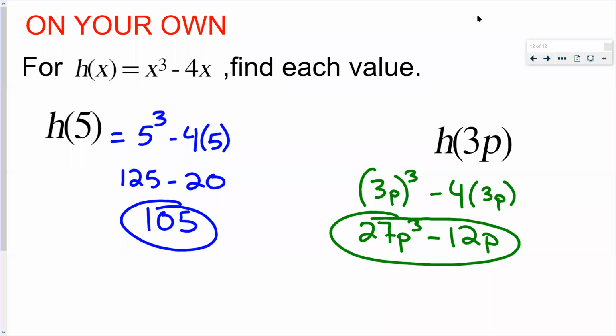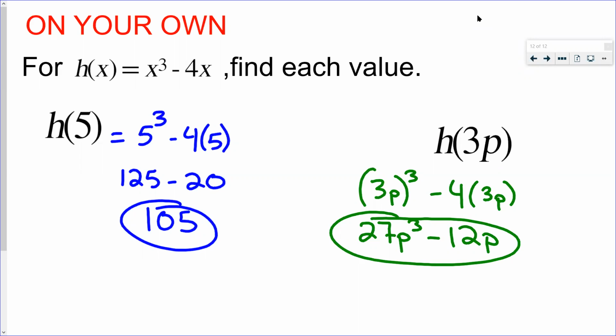So when we inputted these, so we did h of 5, we plugged in 5 for every x. We have 5 cubed minus 4 times 5. 5 cubed is 125. 4 times 5 is 20. So we got 125 minus 20 is 105.